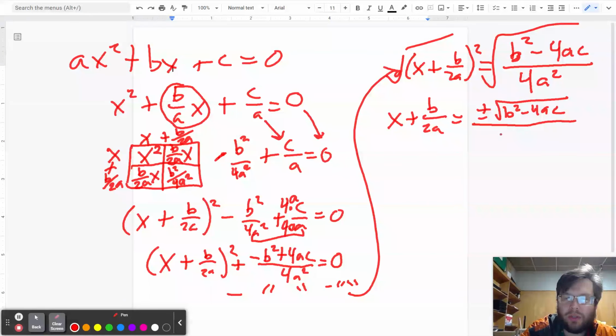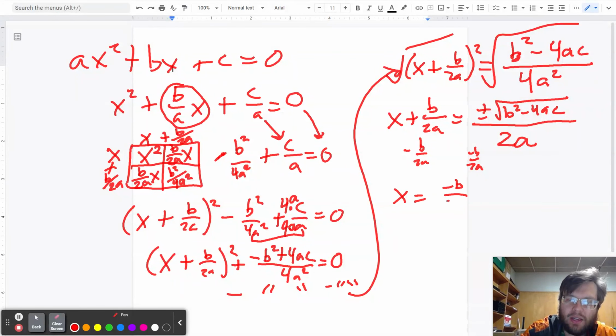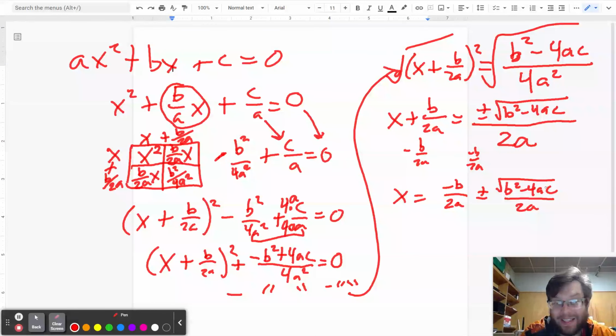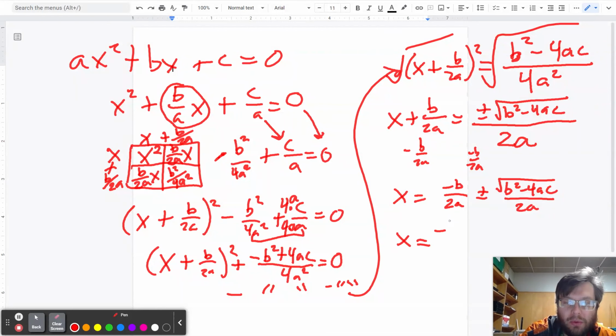The square root of 4 is 2, and the square root of a squared is a. So now I've got 2a on the bottom. Last step is just subtracting b over 2a from both sides, and I have our quadratic formula. Negative b over 2a plus or minus square root of b squared minus 4ac over 2a. Because they have a common denominator, you get what we normally call the quadratic formula. It really is just completing the square.